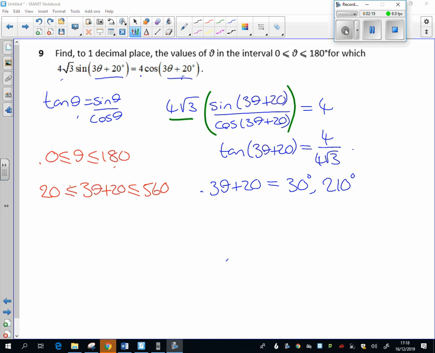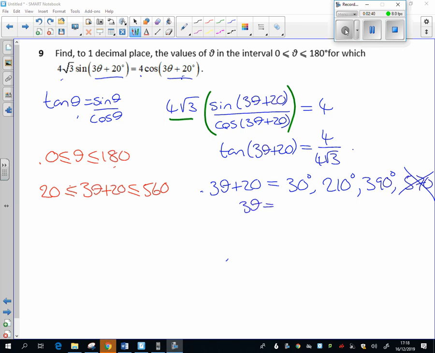So if I now add 180, that takes me up to 390, so that's still going to give me a correct value of theta. If I go to the next one, it takes me up to 570. Okay, so that's going to be too big because I can only go up to 560. Right, and then it's really just a case of being very careful with the simplifying.